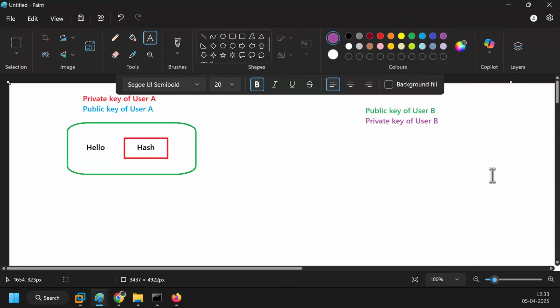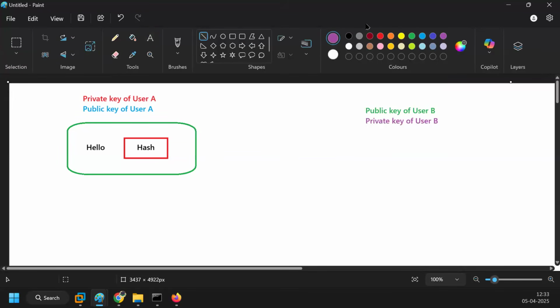Whenever we start our communication, we are going to exchange our public keys with each other. Guys, we never ever share our private key with each other. We are just going to share our public keys. Please focus on the colors. User A has shared his public key with user B, and user B has shared his public key with user A.